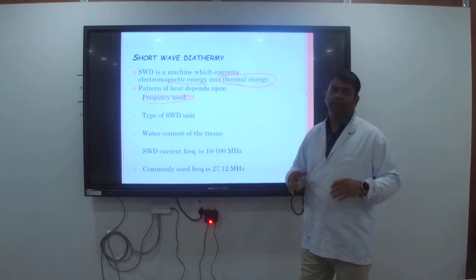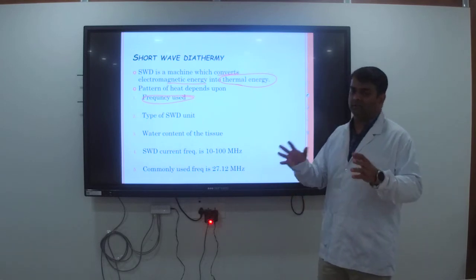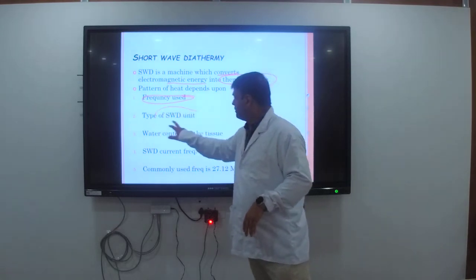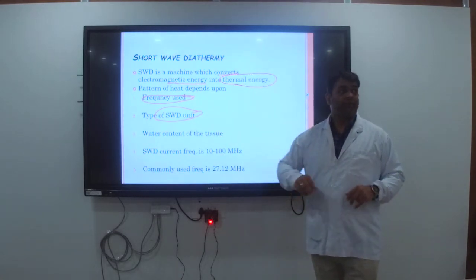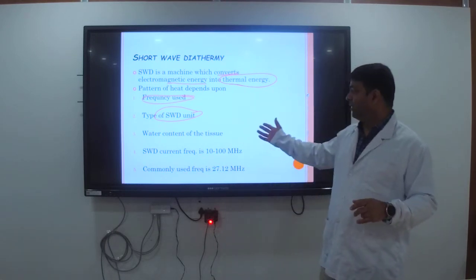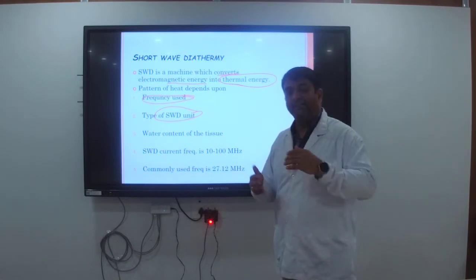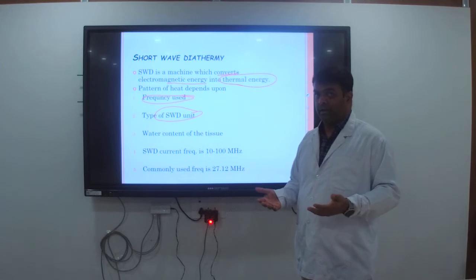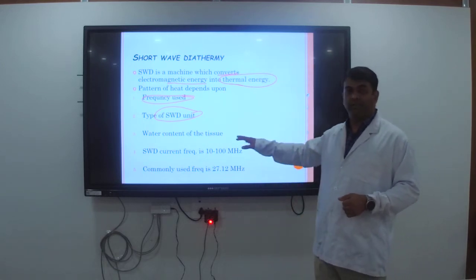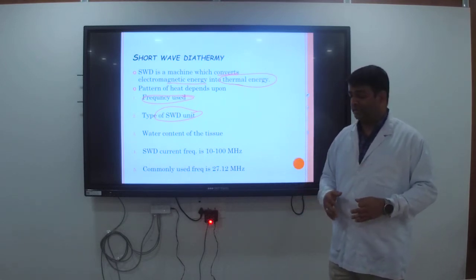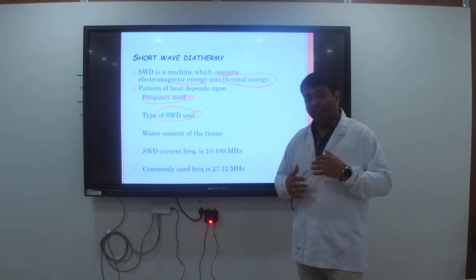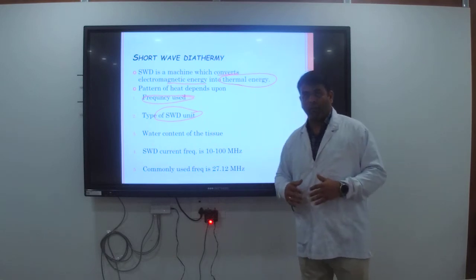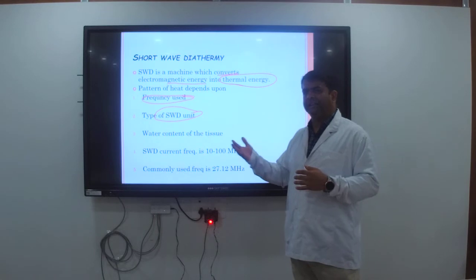Then the type of SWD unit. There are different makes and different manufacturers, so the structure of the SWD machine differs from make to make. Another main important factor is the water content of the tissue. If the tissue, that is the muscle, is well hydrated, then the treatment you are giving through the electrode pads will be very beneficial to remove the exudate from the targeted tissue, and being hydrated, it will also heat up a bit faster. If the tissue or the muscle is dehydrated, containing less water, then surely the patient will get an irritable sensation or a burn.